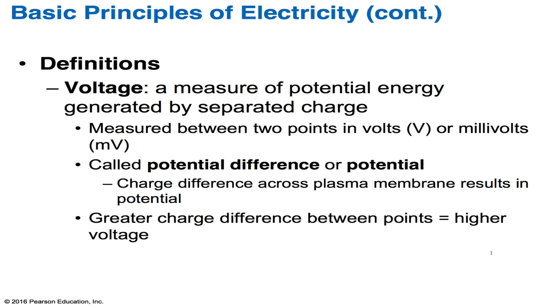We're going to be going over some definitions in the next few slides, and this is going to help us better understand what we're going to be talking about as we move through this lecture. The measure of potential energy generated by separated charges is called voltage. Voltage is measured either in volts or millivolts. Voltage is always measured between two points, and it's called the potential difference, or simply the potential between the points. And it's this charge difference across the plasma membrane that results in the potential. The greater the difference in the charge between the two points, the higher the voltage we have.